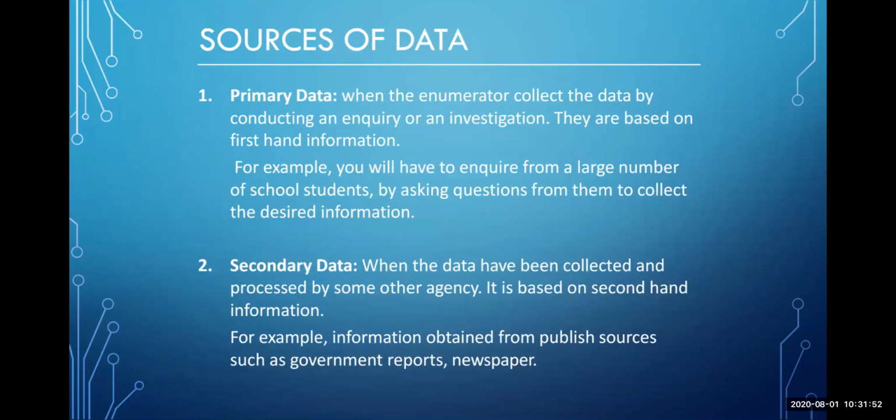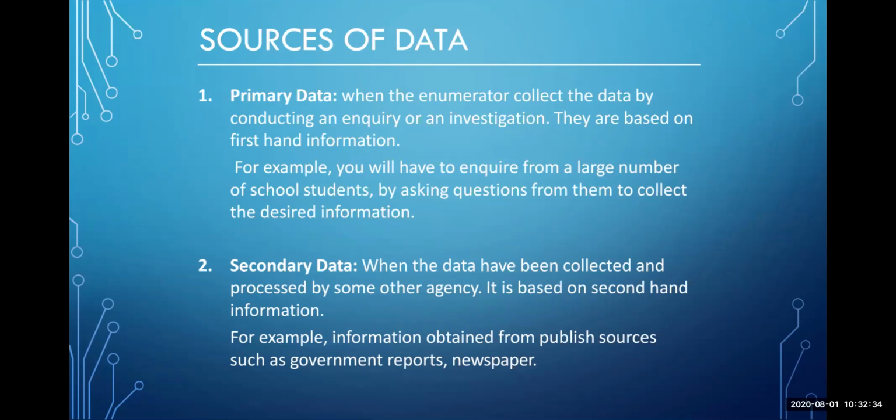When we say primary, it means that whenever the enumerator collects the data by conducting an inquiry or investigation, it is based on first-hand information. Like just now I gave you an example that if I straight away go and ask the sample group of people which toothpaste they are using, I'm getting the first-hand information directly from my respondent. So that is primary source of data. For example, again, you will have to inquire from a large number of school students by asking questions from them to collect the desired information.